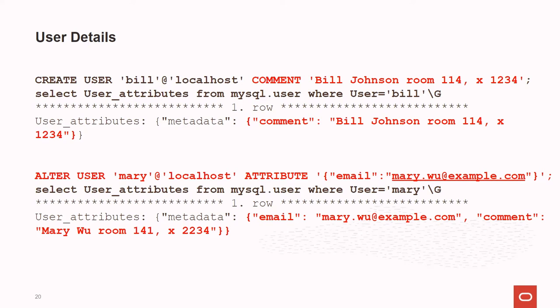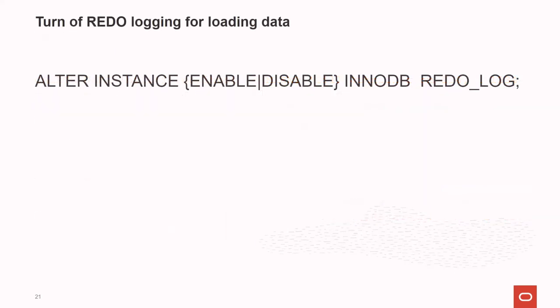And in the first case, you see that we create a user and we put in a comment in there and give the name of the person we're setting the account for, where they're located, what extension they're at, and it's out there. Now we can either call this a comment or an attribute, and this will really save your hide if you're in a place that has a lot of Bills, Marys, Joes, Abrahams, Miguels, whatever. If you have more than one of them, you probably want to be using this in your password file or your password table.